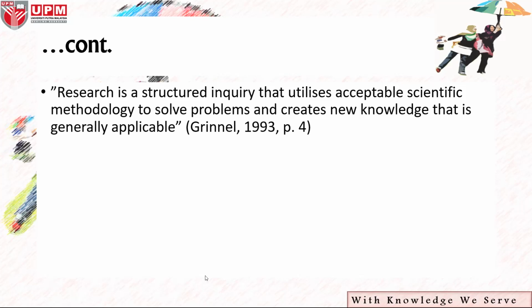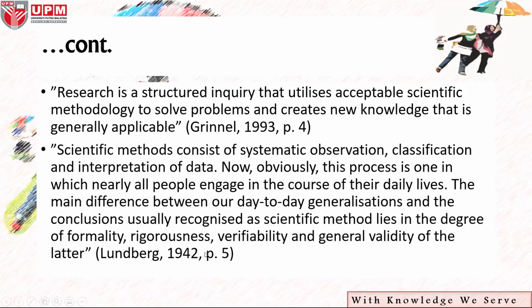Okay, next one. This is a longer definition, by Lundberg, 1942, page 5. Scientific methodology consists of systematic observation, classification and interpretation of data. These are among the steps included in research when we want to conduct research.